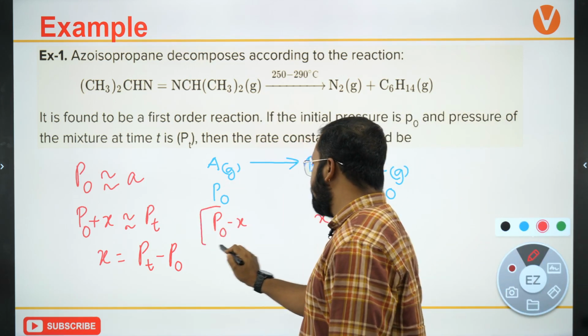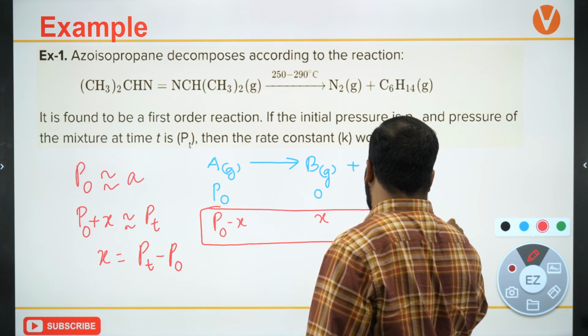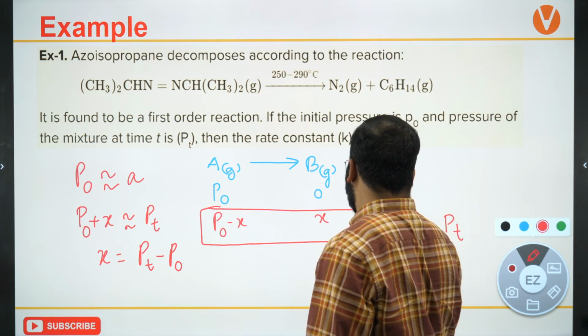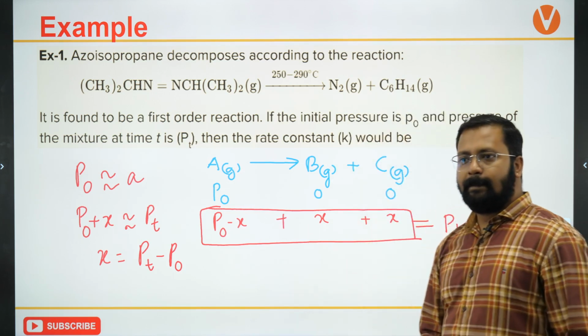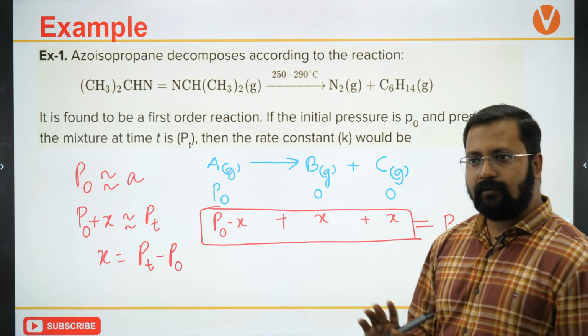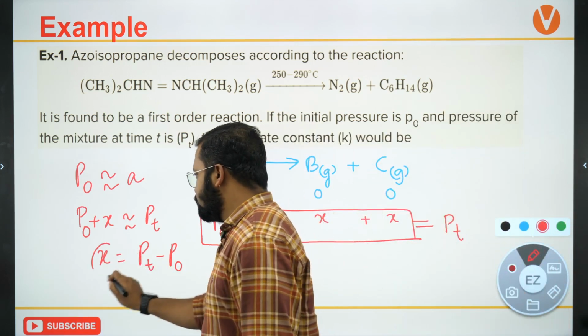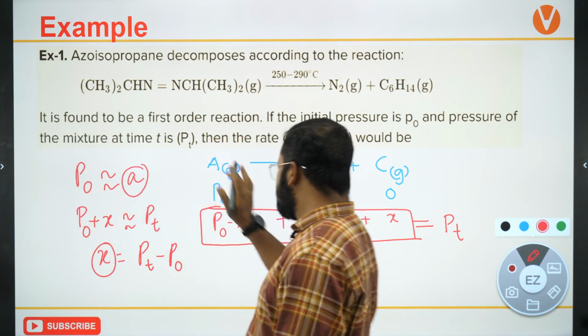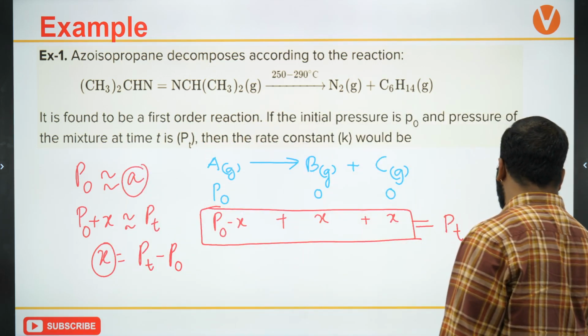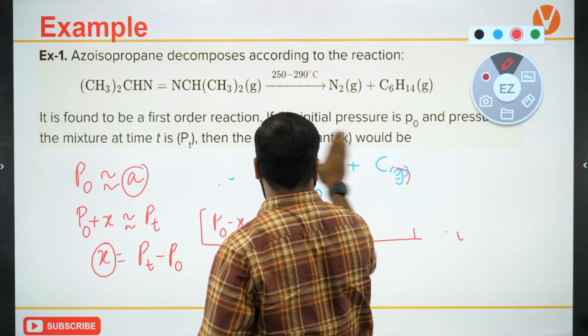So ये total mixture का जो pressure है, this is equal to Pt. Okay, the total mixture's pressure is equal to Pt. Clear? With that in mind, x is known, A is known. I just need to write the expression for rate constant. So the expression for rate constant can be written like this.